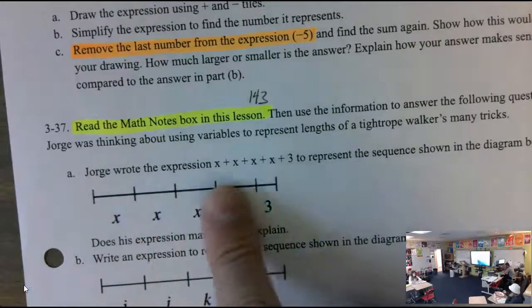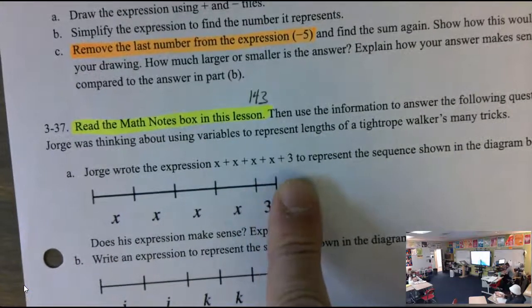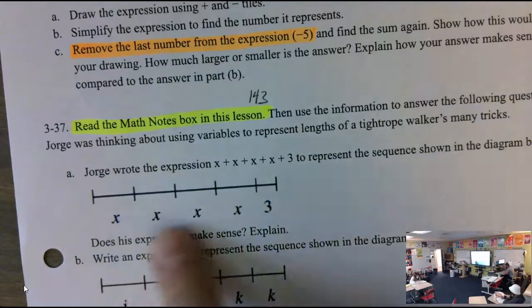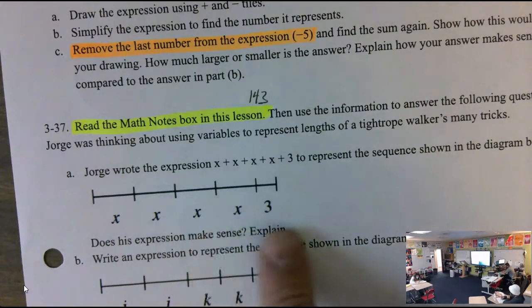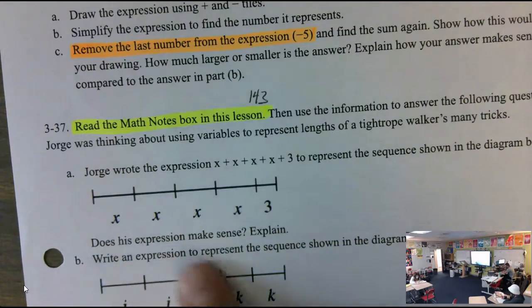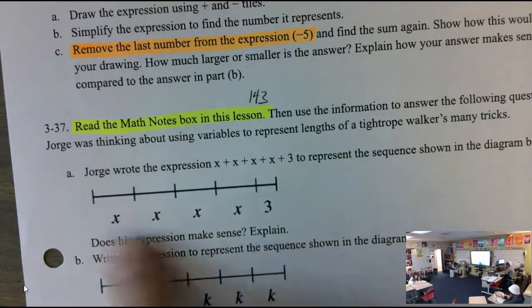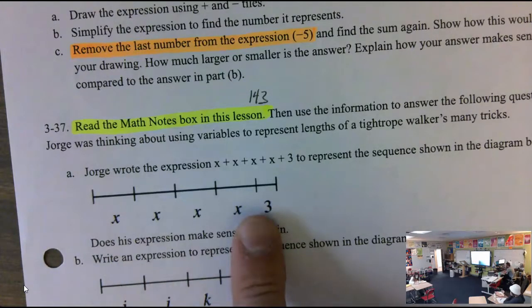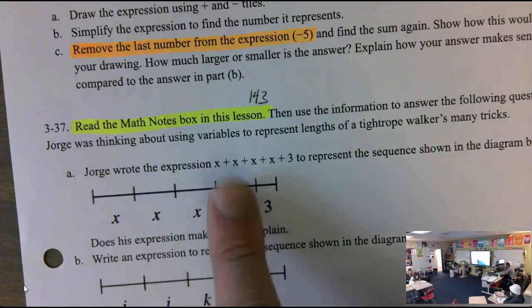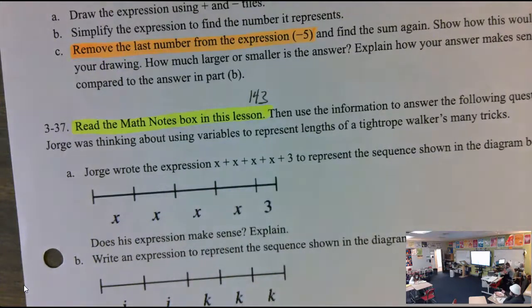George wrote the expression x plus x plus x plus x plus 3 to represent the sequence shown below. I think it's right, right? x and x and x and x and 3. Does his expression make sense? Well, how many x's do we have? 1, 2, 3, 4. How many x's did he write? 1, 2, 3, 4. Yeah, this makes sense.